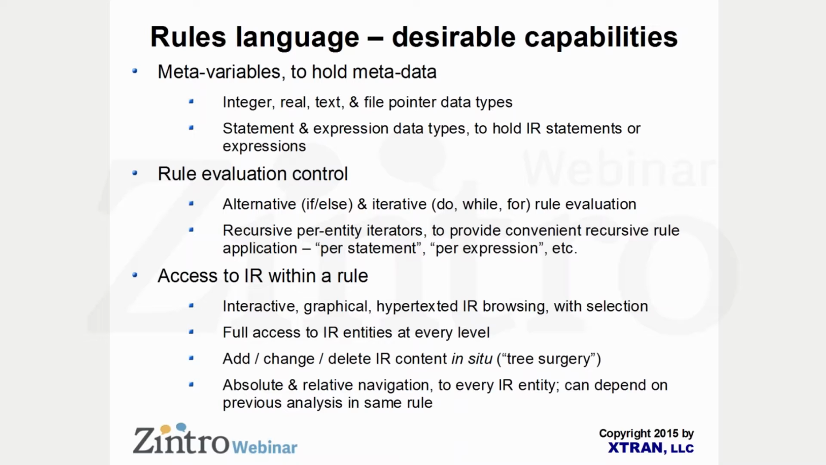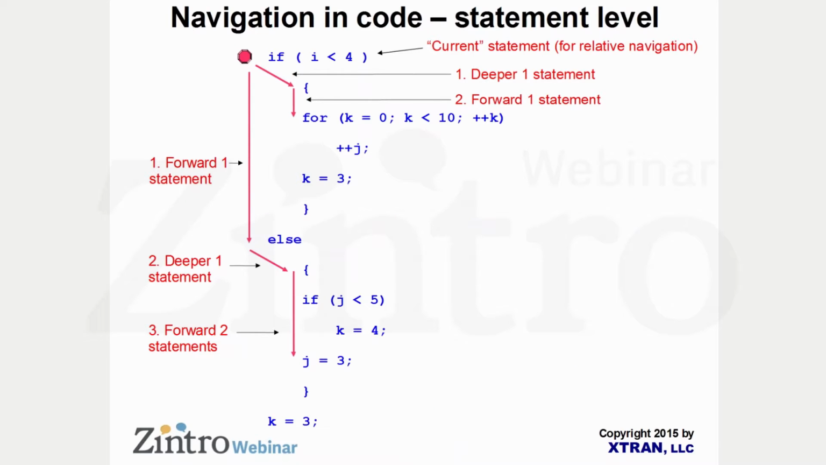Now let's see what an example of that looks like. Here we are doing some navigation at the statement level, and what you're looking at there in the blue is some C code. Okay, so we start where the little stop sign is, that's our beginning point, and we'll try two here. The rightmost one, we go deeper one statement, then forward one statement, which gets us to the for statement, because the curly brace is a statement.